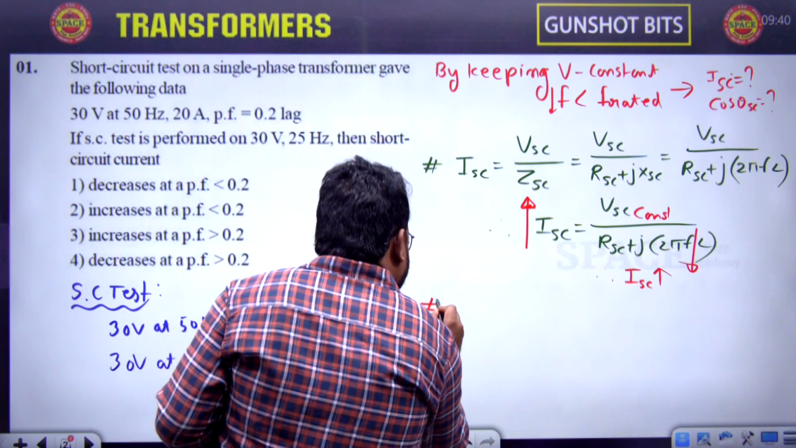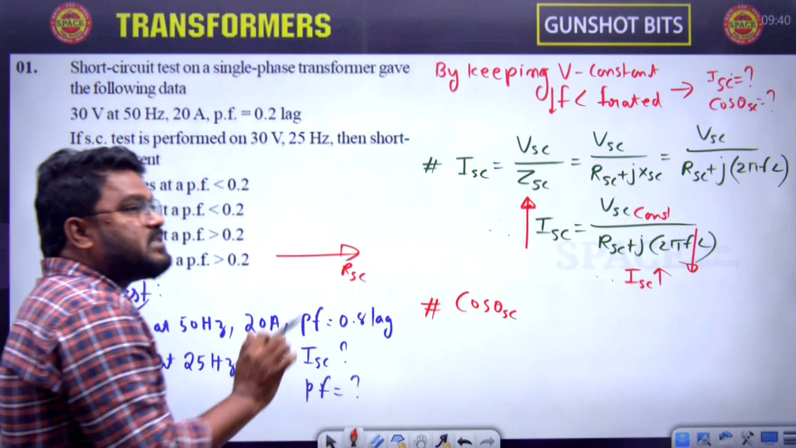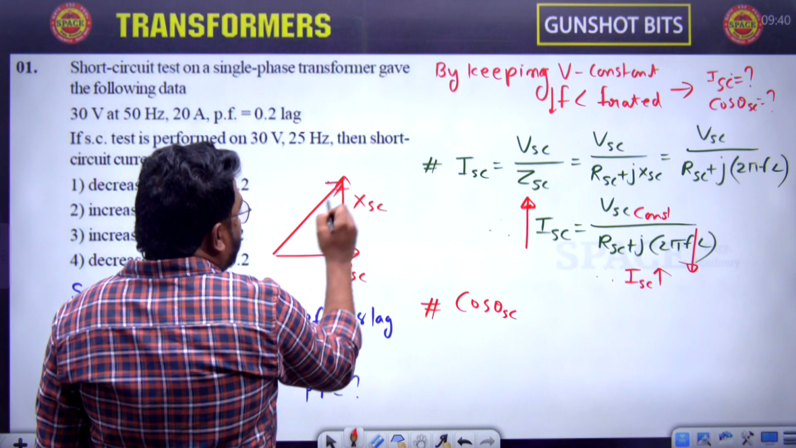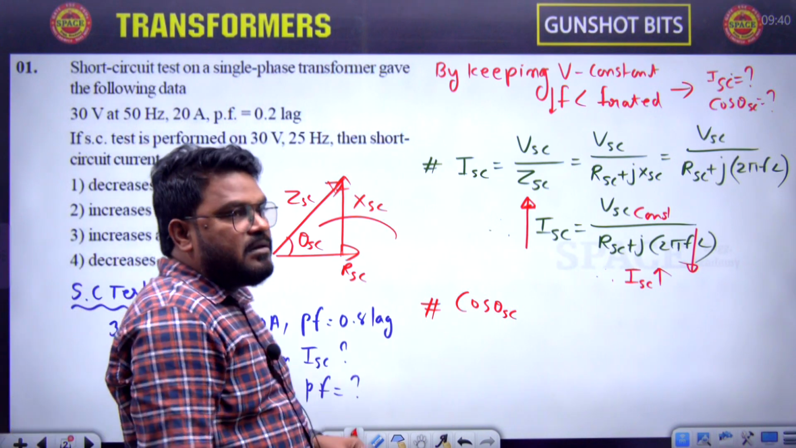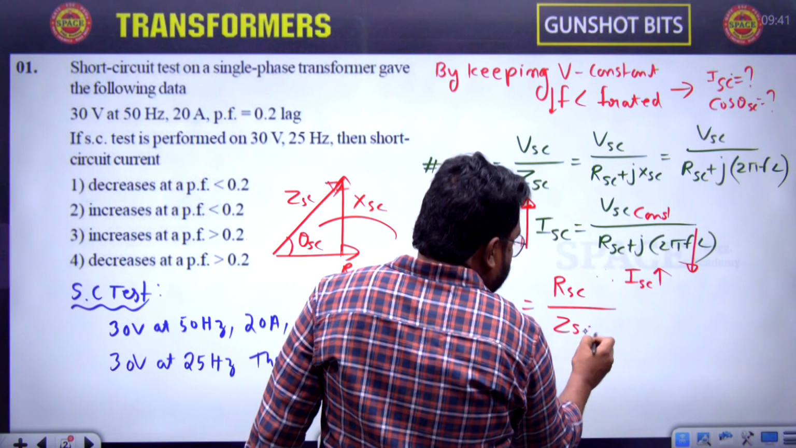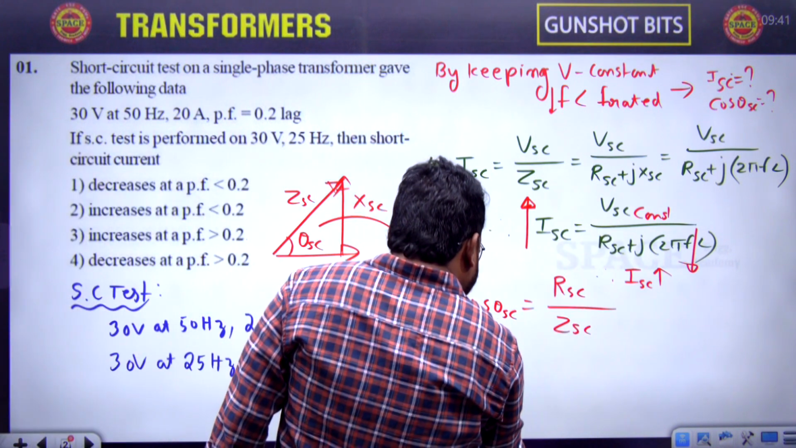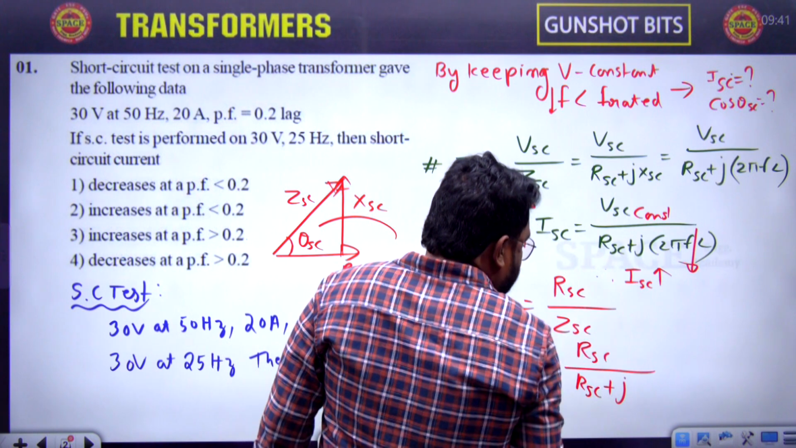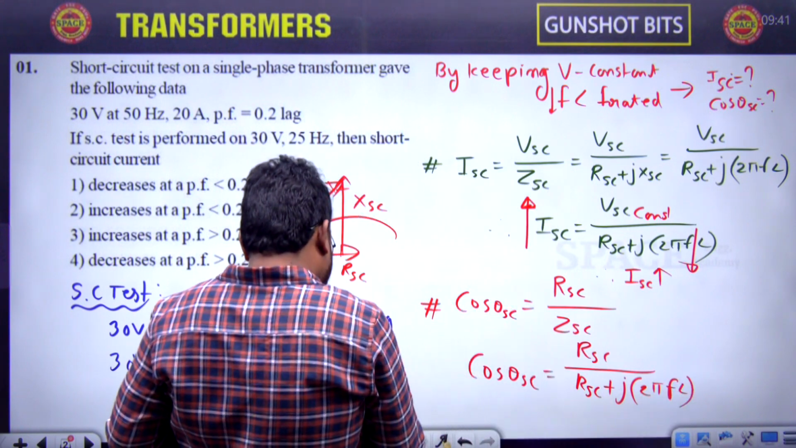Now what about the short circuit power factor? In the impedance triangle, we have RSC, the resistance under short circuit condition, the reactance under short circuit condition, and the impedance under short circuit condition, with angle theta SC. From this triangle, the short circuit power factor is the ratio of RSC divided by ZSC. So cos theta SC is equal to RSC divided by the square root of RSC squared plus XSC squared, where XSC is 2πfL.